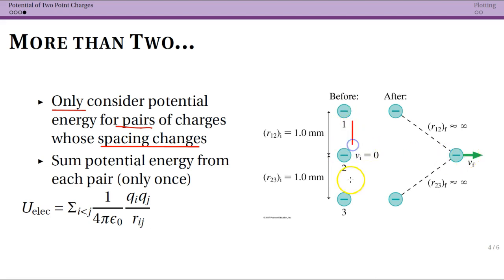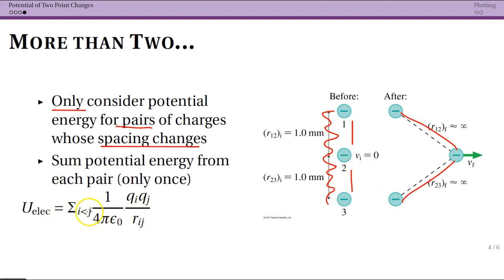So we need to worry about this spacing and this spacing, but we don't actually need to worry about the spacing between 1 and 3 because 1 and 3 remain the same. So there is potential energy here, but it's not changing, so you don't have to worry about that at all in your problem. So in this case, we would actually have 2 terms to worry about, the potential energy between these two and the potential energy between those two, and it's changing as this one moves.